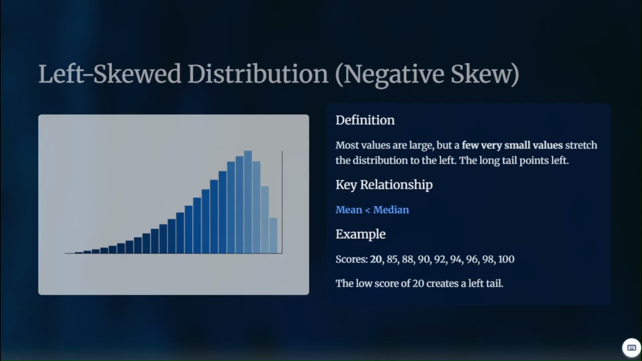For instance, if you have scores 20, 85, 88, 90, 92, 94, 96, 98, and 100, the low score of 20 will create a left tail.